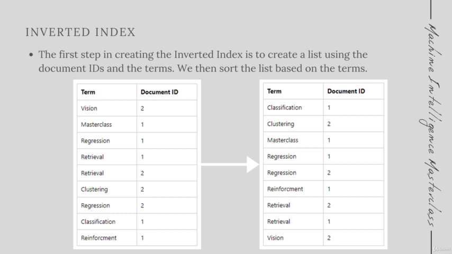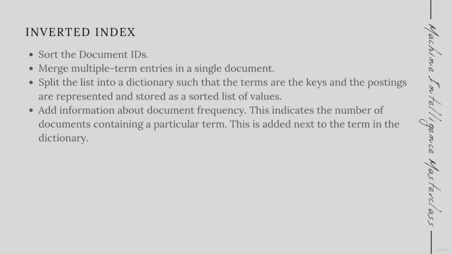The first step is to create a list using the document IDs and the terms. We then sort the list based on the terms. The second step is to sort the document IDs. The next step is to merge multiple term entries in a single document. The fourth step is to split the list into dictionaries such that the terms are the keys and the postings are represented and stored as a sorted list of values.